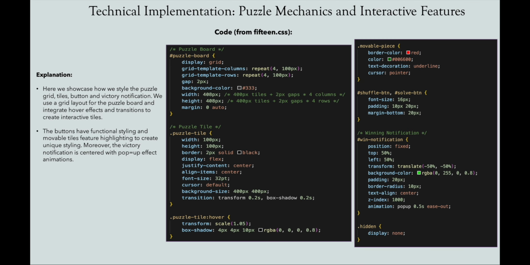Then we have an additional implementation with the puzzle mechanics and interactive features from our 15.css file. Here we're going to showcase how we style the puzzle grid, tiles, buttons, and victory notification. We use a grid layout for the puzzle board and integrate hover effects and transitions to create interactive tiles. Again, make it visually stimulating. The buttons have functional styling and movable tiles feature highlighting to create unique styling. Moreover, the victory notification is centered with pop-up effect animations. We showcase this with the code snippet in the middle as well as the code snippet to the right.